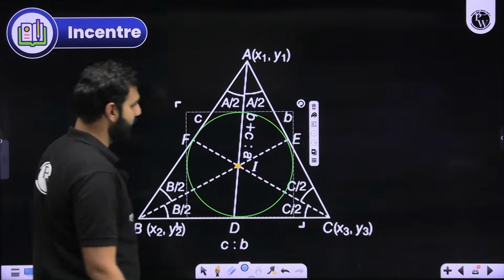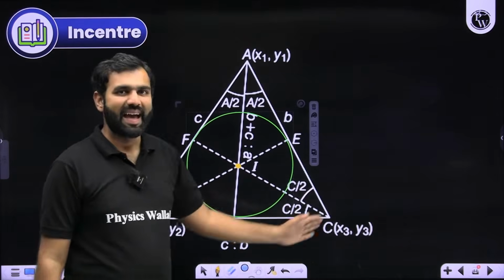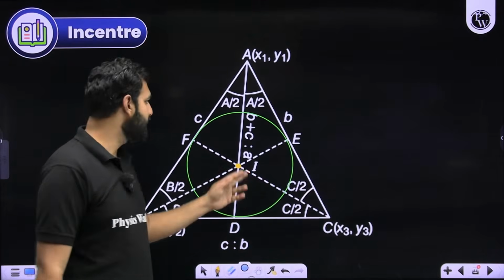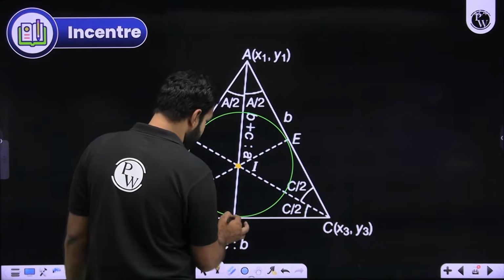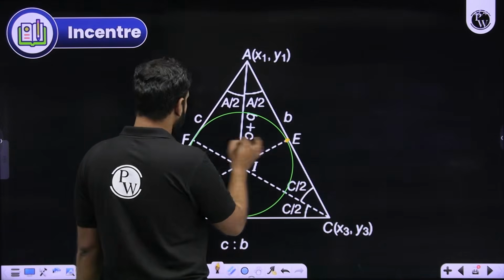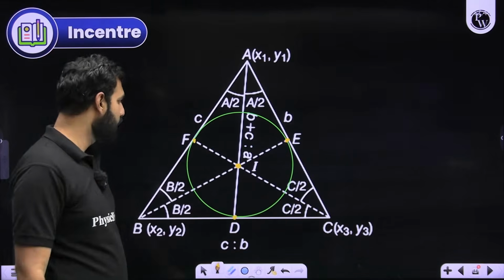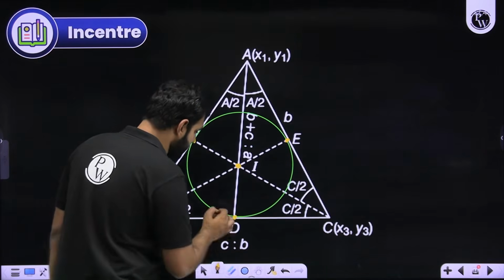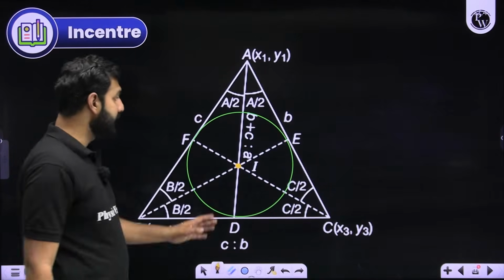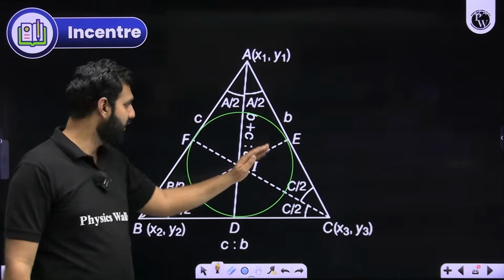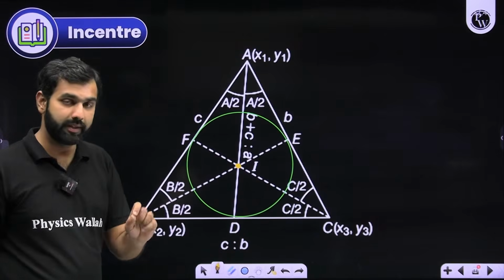So this particular triangle has a circle inside it, which touches all the 3 sides of this triangle like this. I hope you can see it very clearly. Although the point where the circle touches could be different from these points. These internal angle bisectors will go somewhere else. So these E, D and F will not be the feet of the perpendiculars.